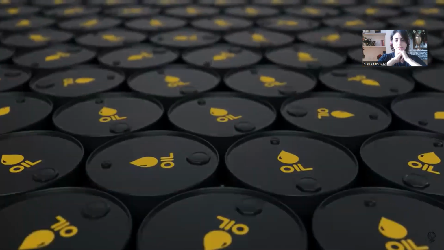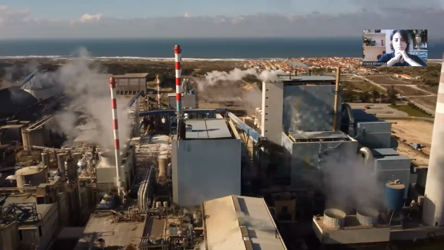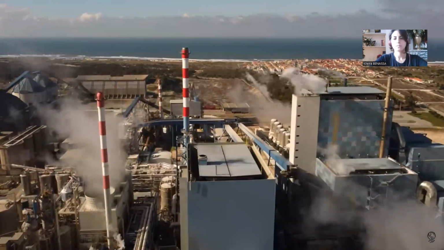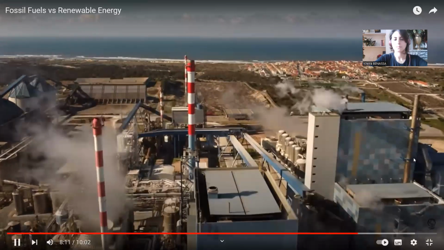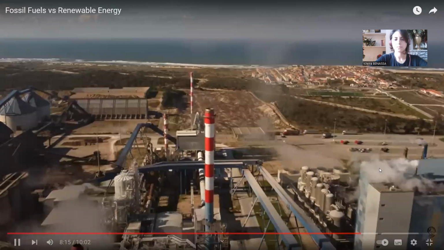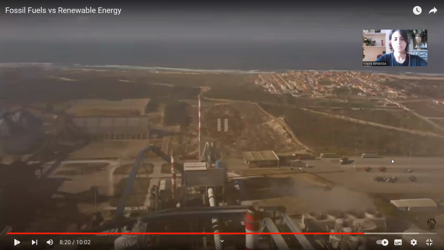Environmental justice and equity. Fossil fuel production and use disproportionately affect low-income and minority communities, which are often located near fossil fuel extraction sites and power plants. The transition to renewable energy can help to address environmental justice and equity issues by reducing the impacts of energy production on these communities.